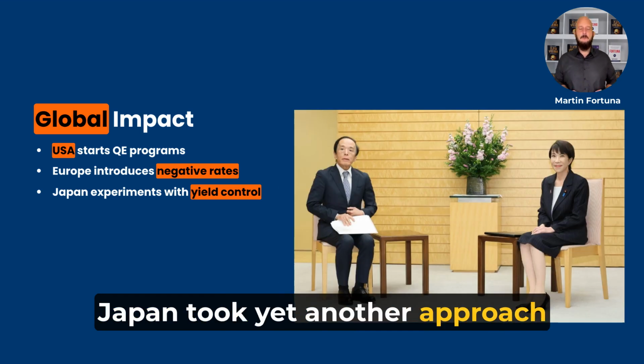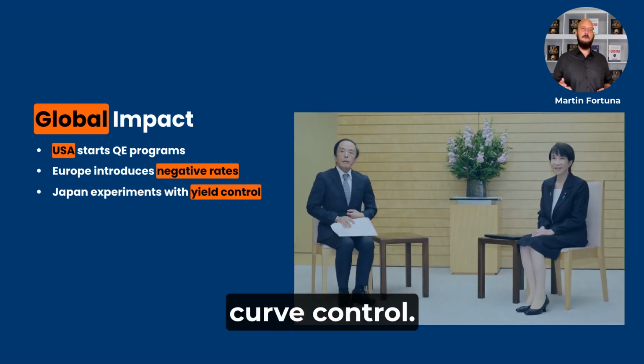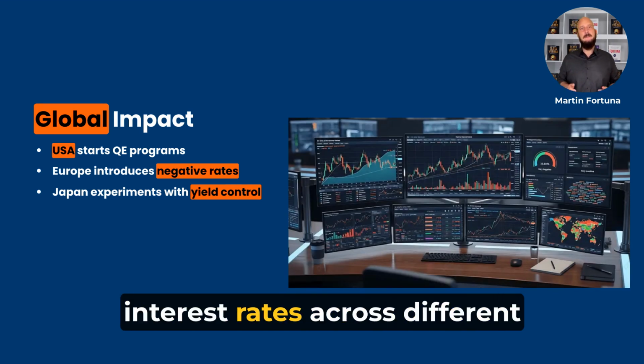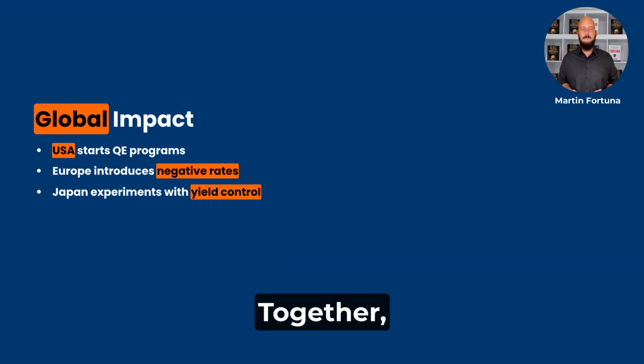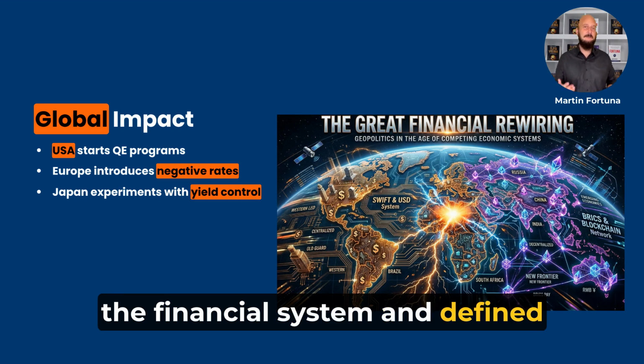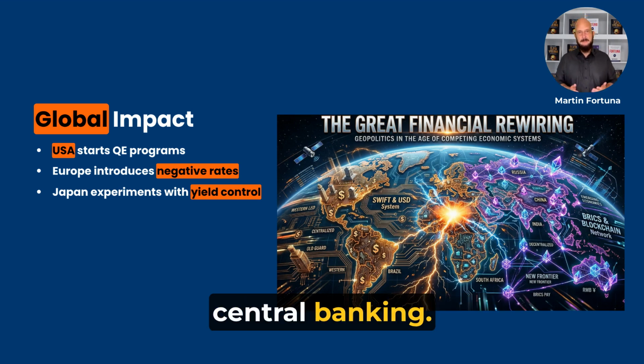Japan took yet another approach by introducing yield curve control. This policy allowed the central bank to directly influence interest rates across different time periods. Together, these global actions reshaped the financial system and defined the modern era of central banking.